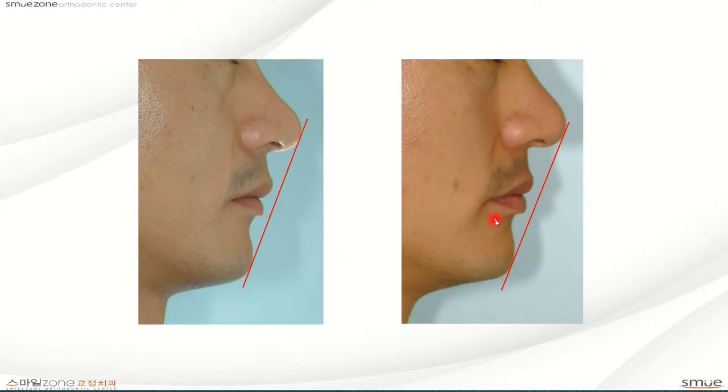So retraction of the profile is not good for the entire rest of his life. So I like to preserve and protrude his profile more. So I try to bring his dentition forward as much as possible.